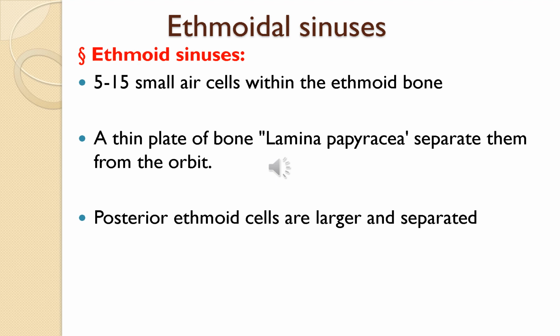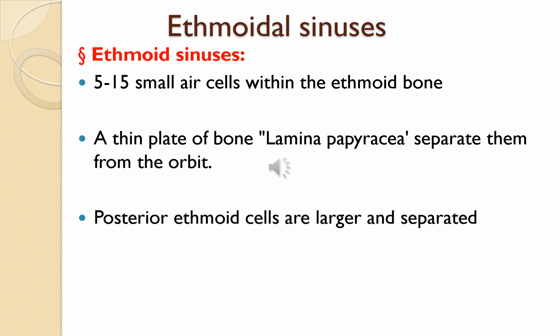The anterior ethmoidal air cells are numerous in number but small in size. They may reach up to 8 to 12 in number. On the contrary, the posterior ethmoid cells are larger in size but fewer in number. There could be only 2 posterior ethmoidal cells, maximum 5, but the size is much larger.